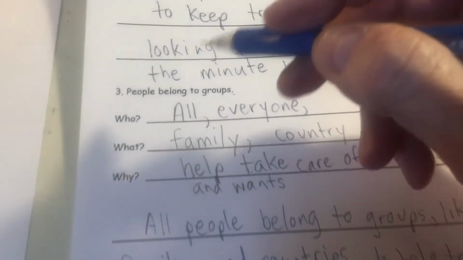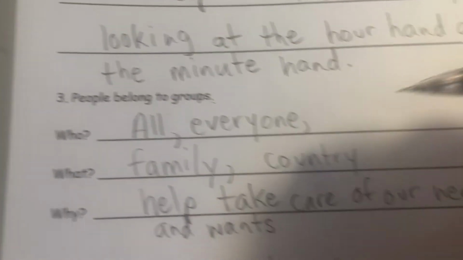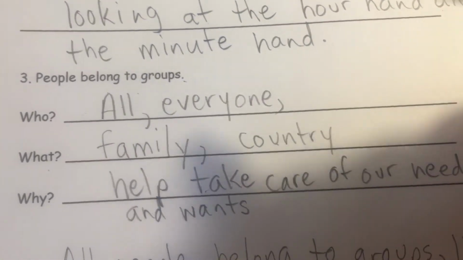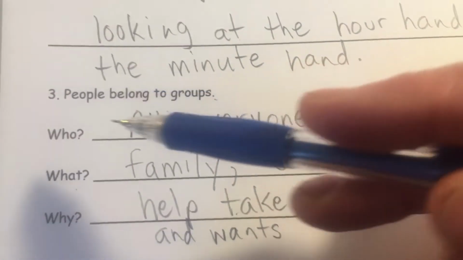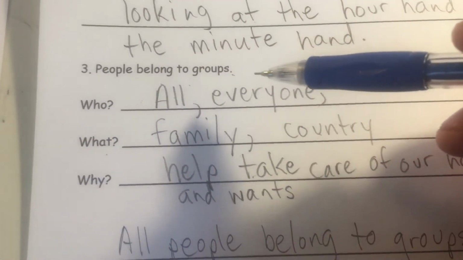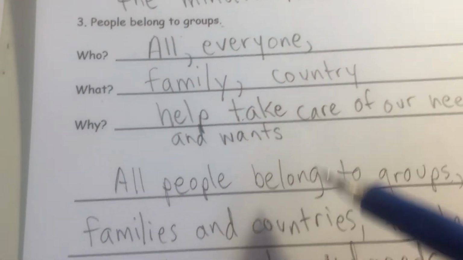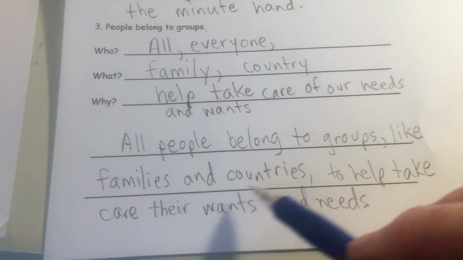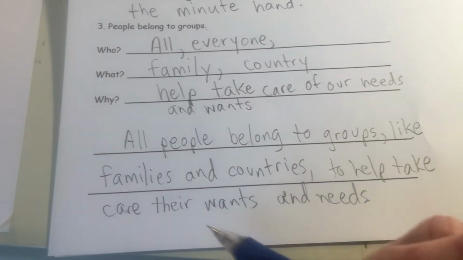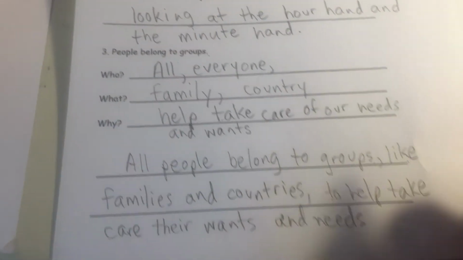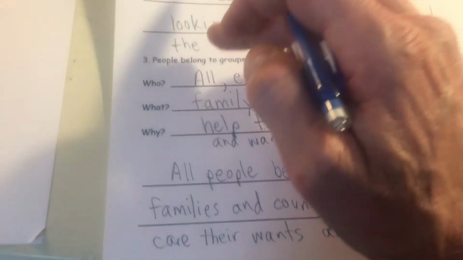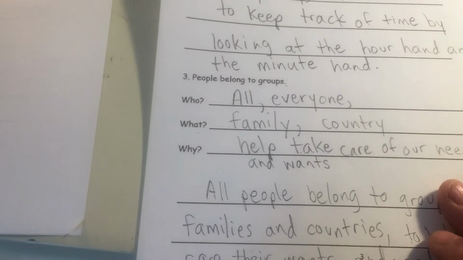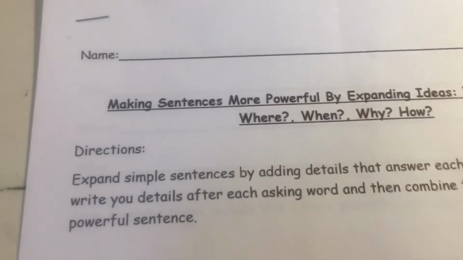Okay, so now by answering these questions, and these were not very difficult answers to come up with, we turned "people belong to groups" into "all people belong to groups like families and countries to help take care of their wants and needs." That is a much more powerful sentence than that. Okay, so now I am going to ask you to try this. The goal is not for it to be perfect, but for you to make progress.